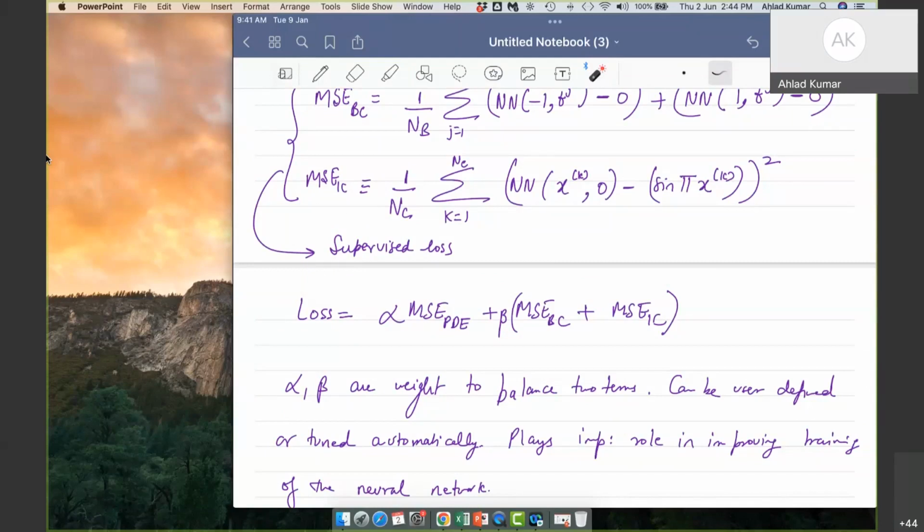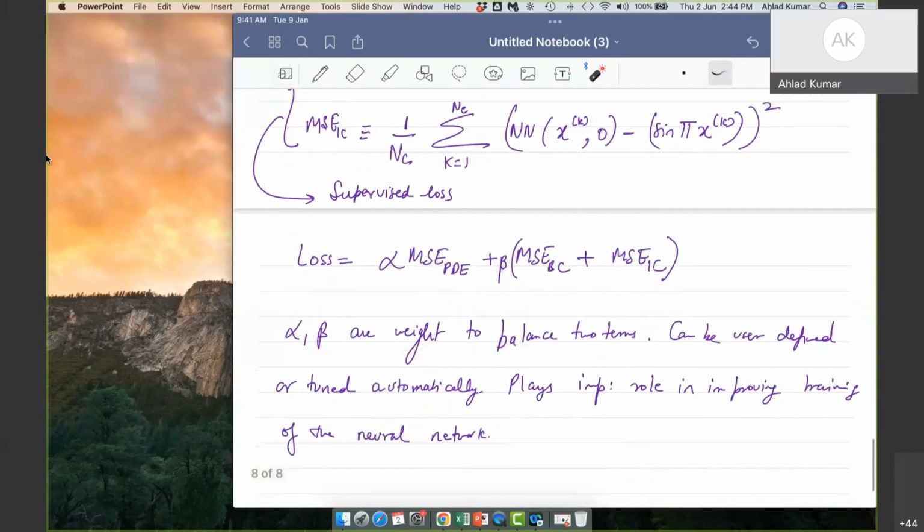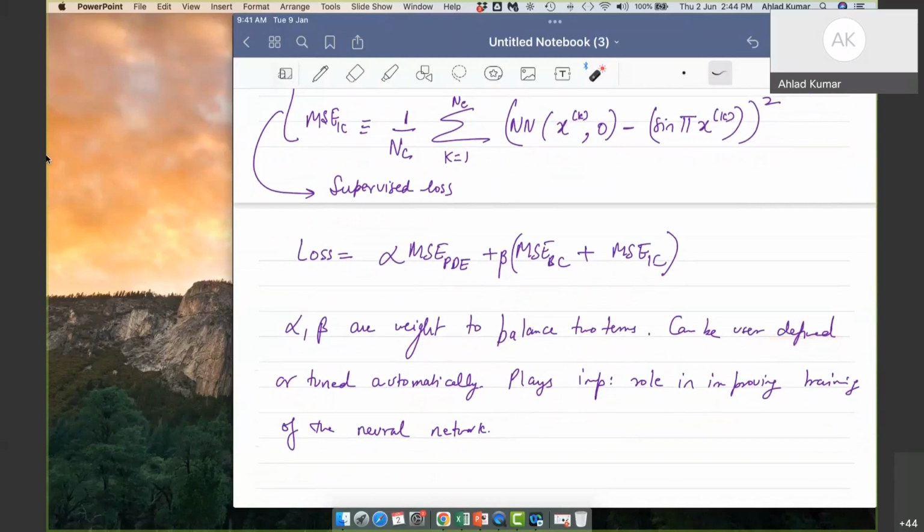So here alpha and beta, which are used for balancing these terms, you can either tune by yourself, or you can tune them automatically using the software, like you have to take the derivative with respect to alpha and beta also. So these things can be made tunable also. It plays an important role in improving the training of the neural network. So alpha and beta have to be adjusted properly. So this is the actual loss function.